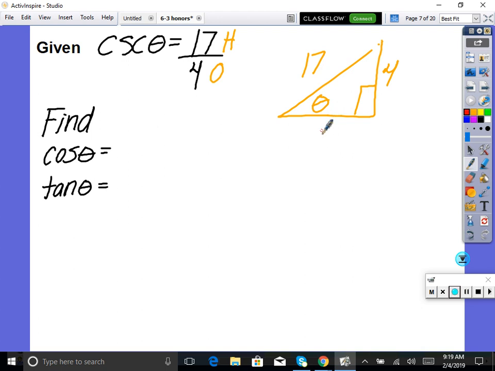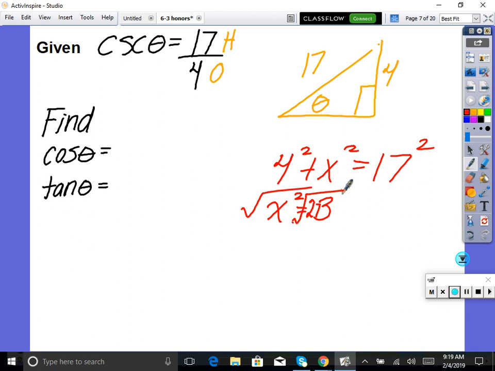4 squared plus x squared equals 17 squared. Agreed? So x squared equals what? 17 squared minus 16, which is 273. So x is equal to the square root of 273.